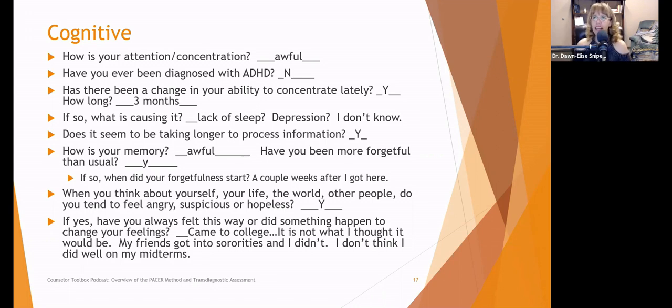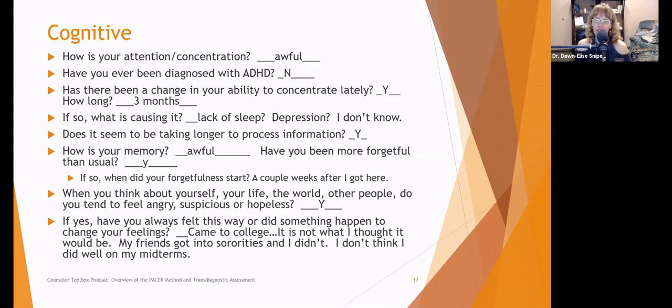She's never been diagnosed with ADHD. Her ability to concentrate has really just gone down since she came to college. She thinks it could be due to lack of sleep, depression. She doesn't know. Looking back three months prior, that was right about the time she was rushing the sorority. And if you have ever gone through fraternity or sorority rush, it is grueling. It takes a lot of time and energy, and it's emotionally as well as physically draining. So she started out the beginning of the school year by using up a lot of those energy resources. It seems to be taking longer to process information.